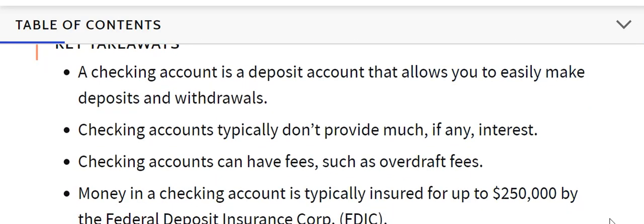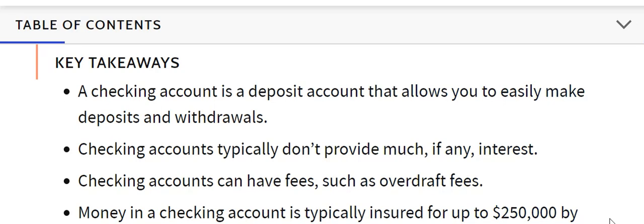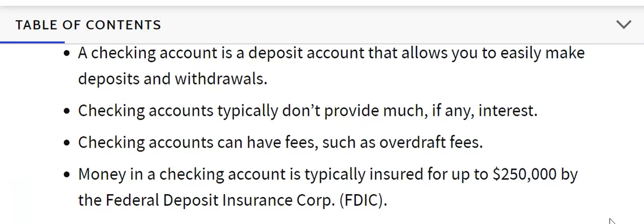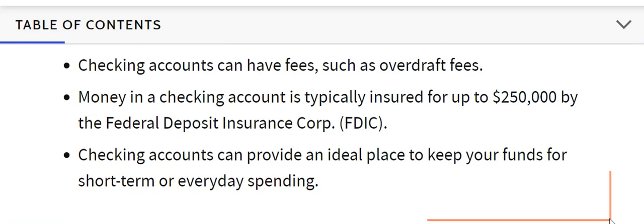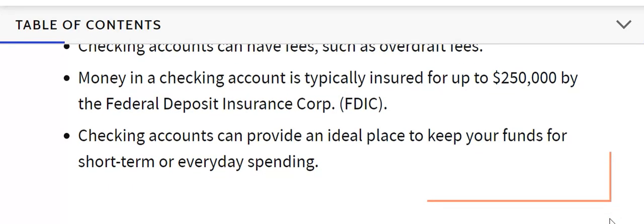Key takeaway: a checking account is a deposit account that allows you to easily make deposits and withdrawals. Checking accounts typically don't provide much if any interest. Third, checking accounts can have fees such as overdraft fees. Fourth, money in a checking account is typically insured for up to $250,000 by the Federal Deposit Insurance Corps. Checking accounts can provide an ideal place to keep your funds for short-term, everyday spending.